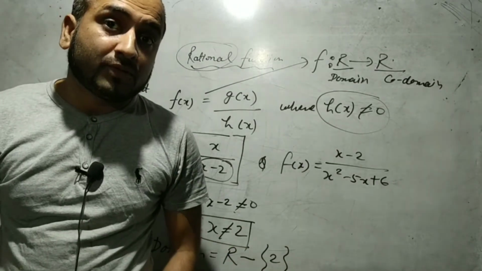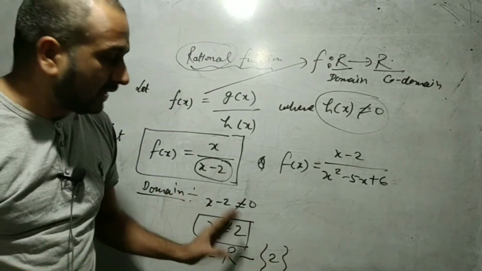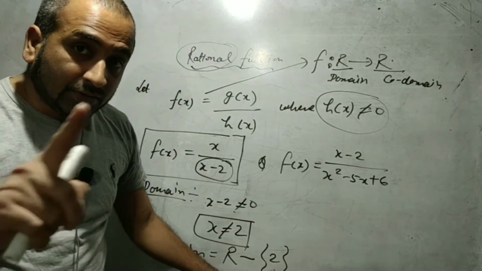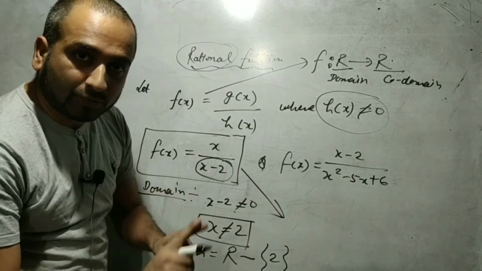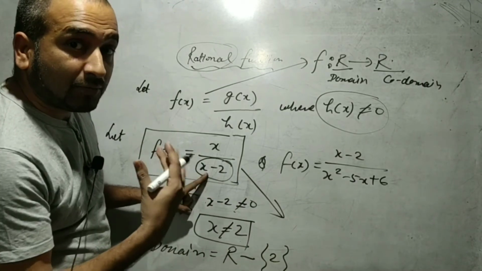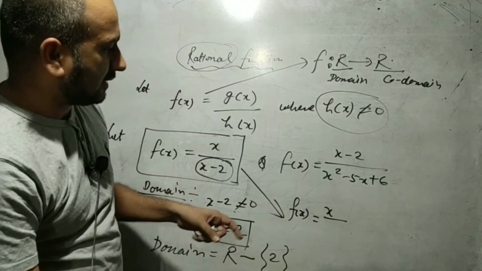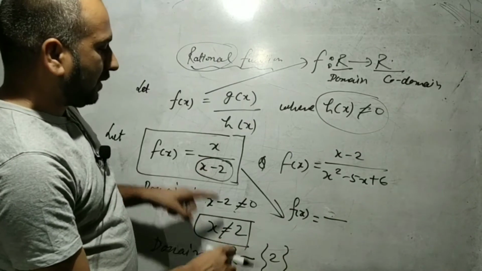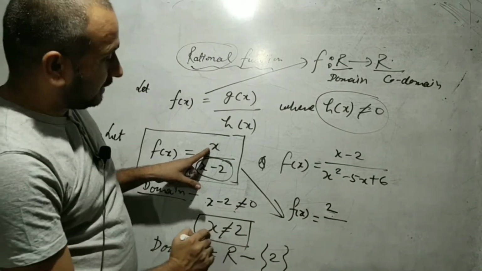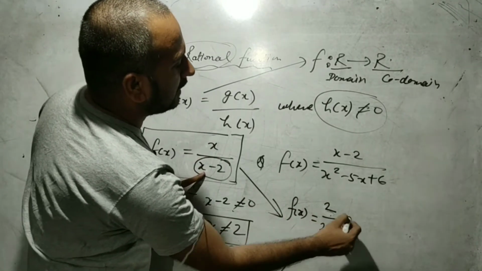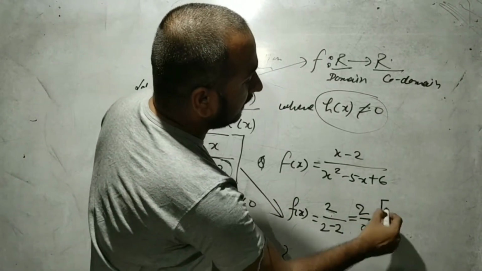According to the definition of the domain of the function, it is all the set of values of x for which the function is defined. The function is defined for all the values but not for 2. Actually students, see here, if you put 2 at the place of x, tell me what you will get. f(x) is x upon x minus 2, so it gives 2 upon 2 minus 2, that is 2 upon 0, and 2 upon 0 is undefined.